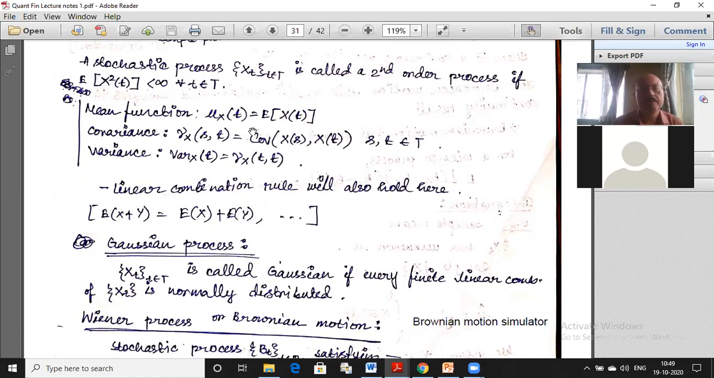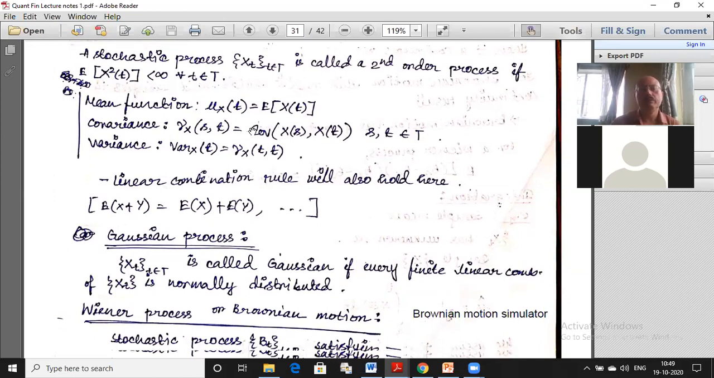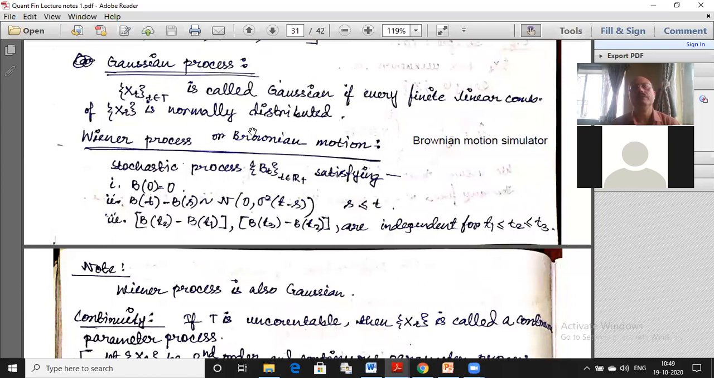So what is our fundamental building block? Our fundamental building block leading to the normal distribution is called a Gaussian process. What is a Gaussian process? A Gaussian process is a stochastic process for whom every finite linear combination of those x t's will be normally distributed. So you take any linear combination of x t's, they will follow a normal distribution. That is the definition of a Gaussian process.